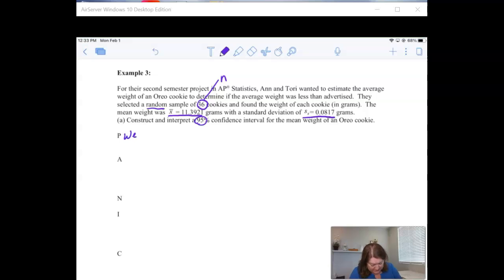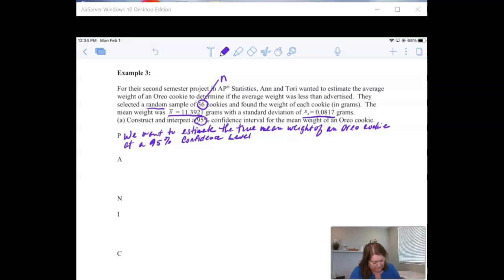So we're going to say we want to estimate the true mean weight of an Oreo cookie at a 95% confidence level. Okay, and if you want, here you can say instead of the true mean, you could say mu equals the true mean and put that in right at the beginning.